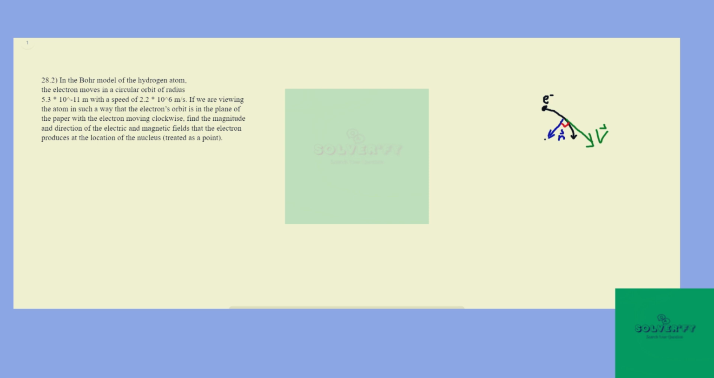Okay, so let's start with the magnetic field. We start with the equation for the magnetic field of a moving point charge. So that's going to be B is equal to mu naught over 4 pi, and then we have q v sine of phi over r squared. Okay, so what we need to do is first write in the charge of the electron. So that's just going to be written as q_e.